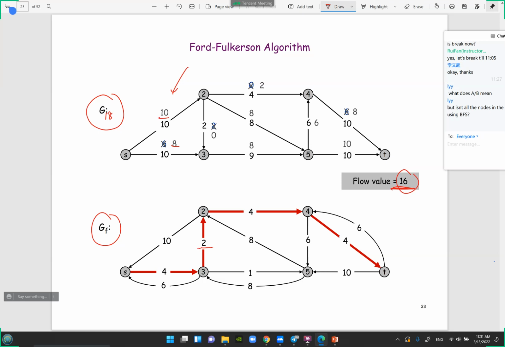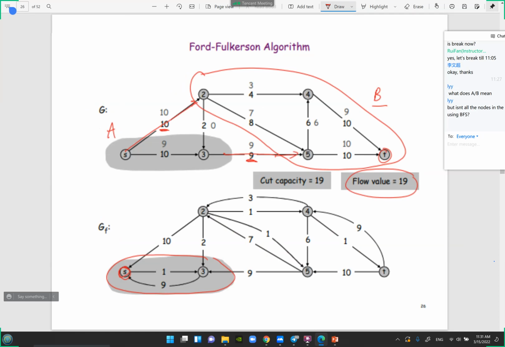Okay. And if you do a BFS or DFS and you cannot find a path to T, then that means that there is no augmenting path. Okay, so for example, in this final case over here, when you do a BFS starting from S, you cannot find a path to T. Okay, so there is no augmenting path, so the algorithm stops.